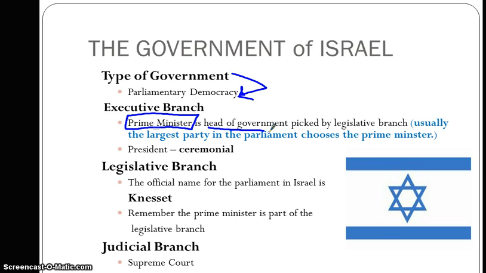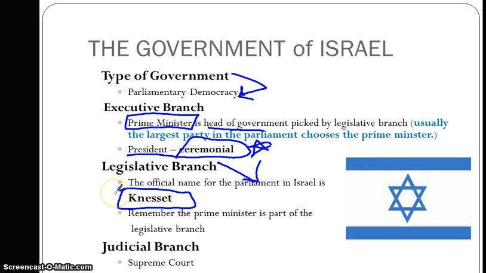They have a president that is chosen separately, and his role is ceremonial. Okay? The role of the president in Israel is basically ceremonial. He does have some powers, but for the most part, he is ceremonial. The legislative branch is the official name of parliament. The official name for the parliament in Israel is called the Knesset. In the United States, we call our legislature Congress. In Israel, they call their legislative branch Knesset.